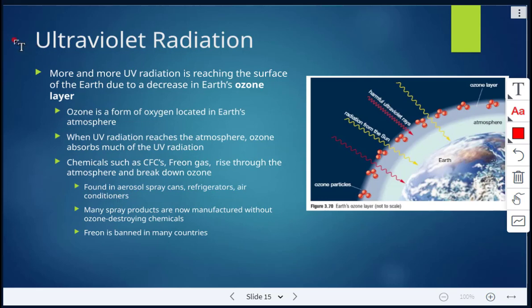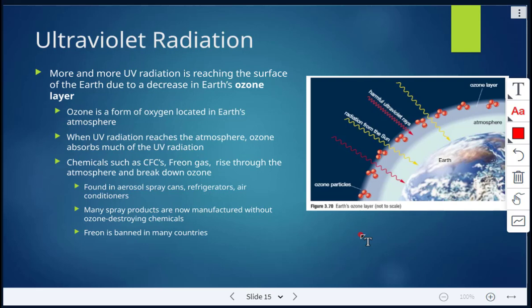Okay, so you may have heard of the ozone layer and how the ozone layer is getting depleted, and therefore more and more UV radiation is reaching the Earth's surface because of the decrease in Earth's ozone layer. So that ozone layer is very important. It's O3, a form of oxygen that's located in Earth's atmosphere, and when this UV radiation reaches the atmosphere, the ozone absorbs much of that UV radiation.